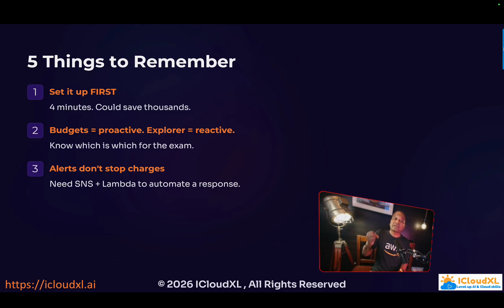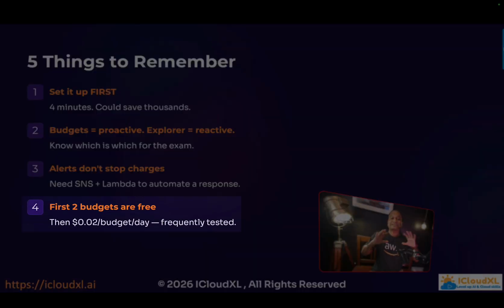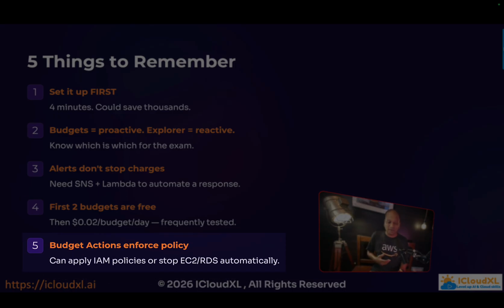So the moment you get the alert, you go back to the console, see the Explorer and see the budget reports, and go to the billing and find out which resource is actually consuming that cost. All right, and based on that you take action. Number 4, the first 2 budgets are free for a free tier account, but for Cost Explorer you get 12 months. You can apply IAM policies or stop EC2 and RDS automatically if you set up automation.